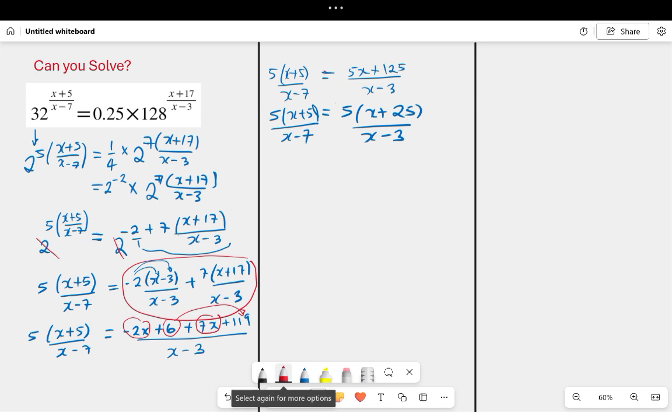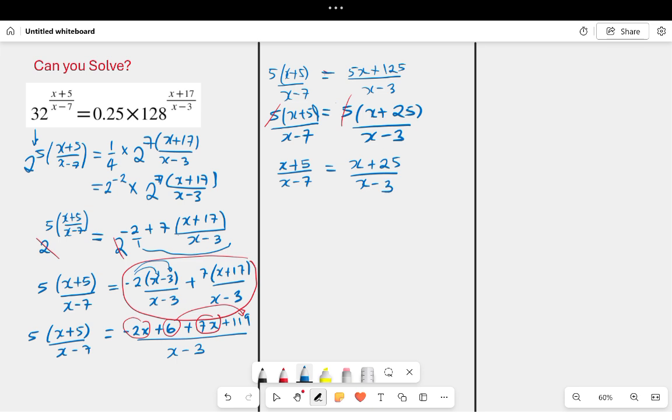Now, because we have 5 common in the numerator on both sides, the 5 and 5 cancel out. So finally, we are left with x plus 5 divided by x minus 7, which is equal to x plus 25 divided by x minus 3.